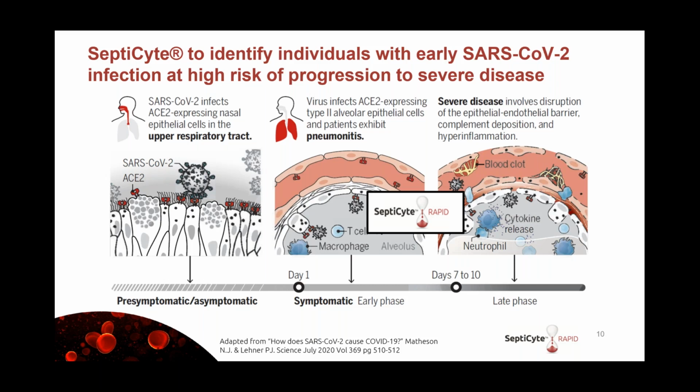We see SeptiCyte RAPID as being used as a diagnostic process in the period between the early phase and the late phase onset of severe disease, and may help us in determining the presence of severe disease in these patients.